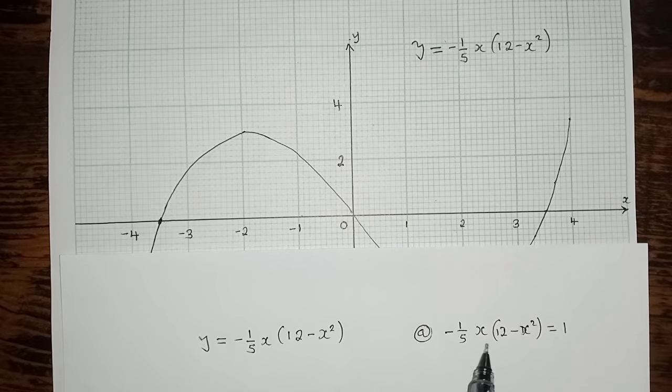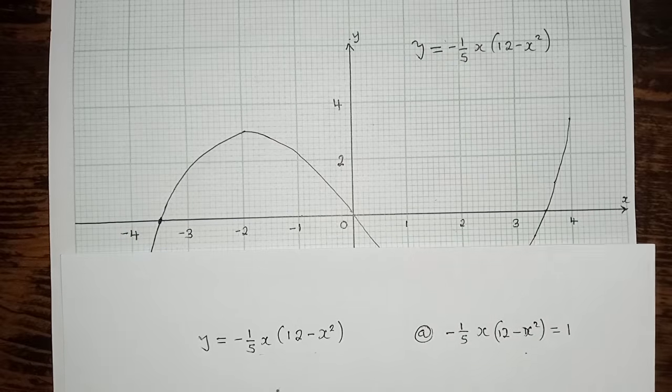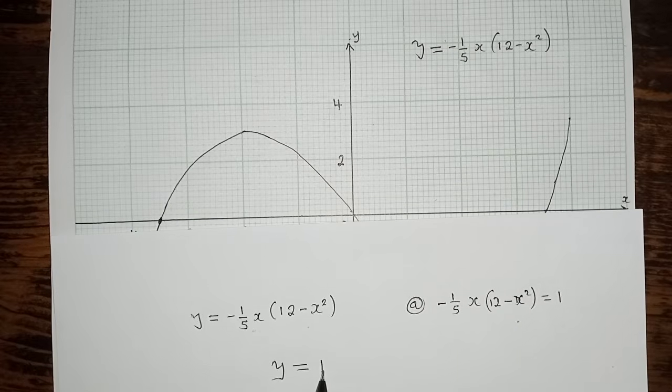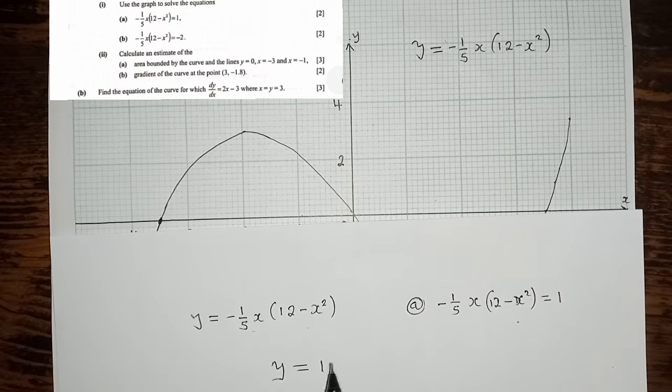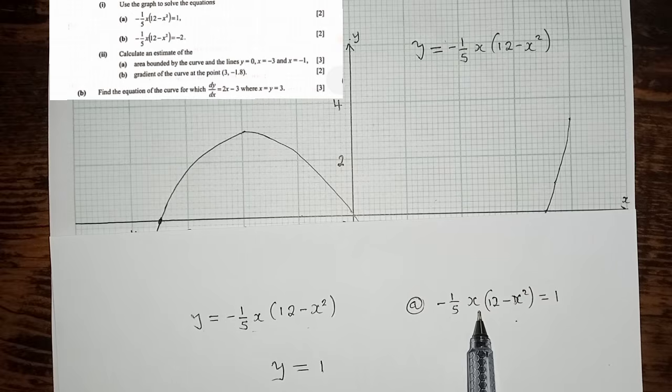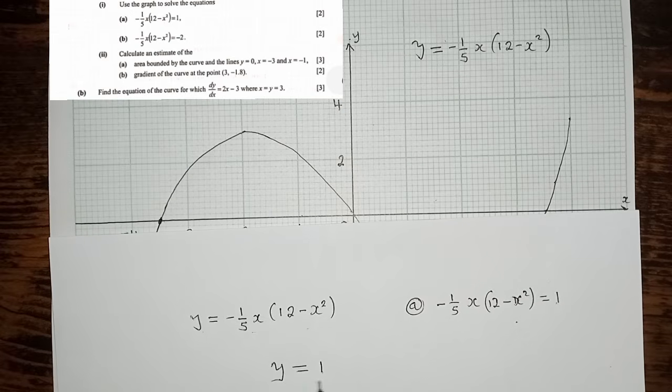If you look nicely, you find that this and this are the same. So this is y is equal to 1. Y is equal to 1 is what we need to focus on, because all of this is equal to y, and it's the same here, which is equal to y. So this will make it y is equal to 1. Now we graph this equation, y is equal to 1.